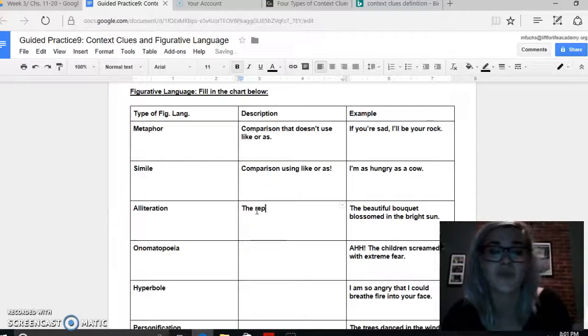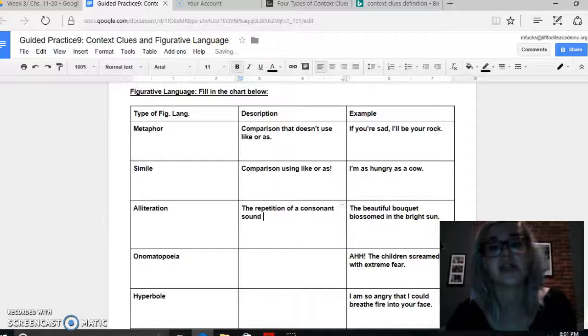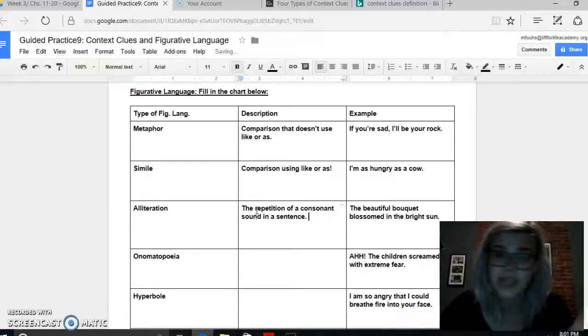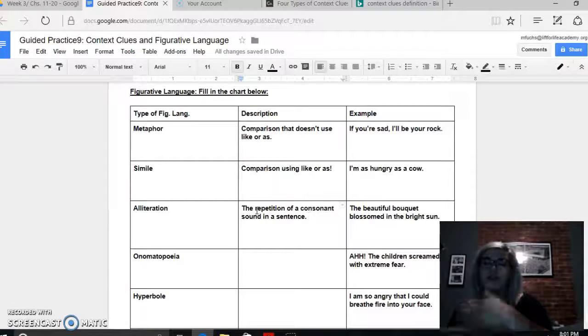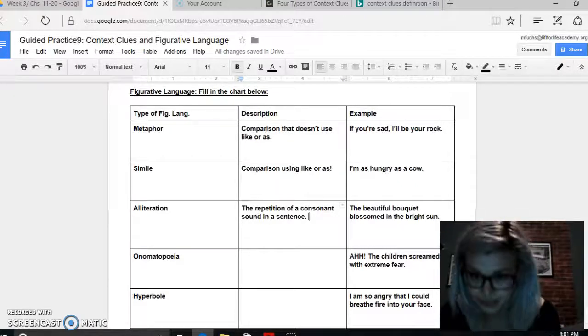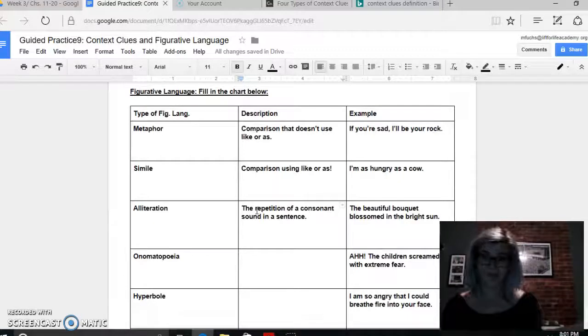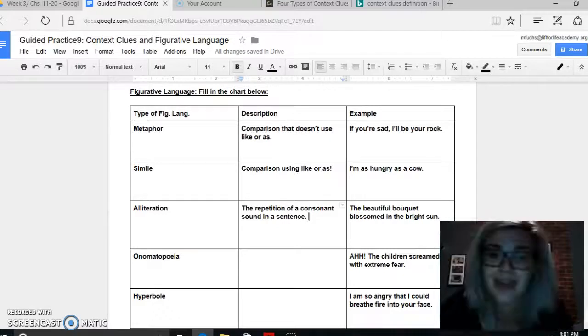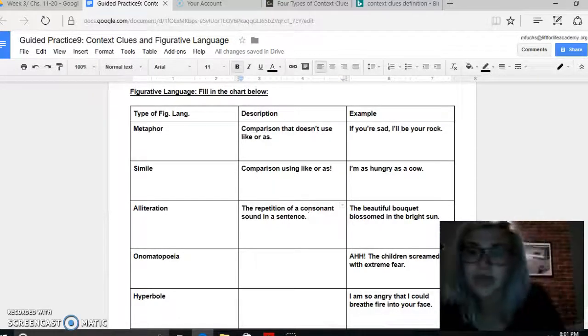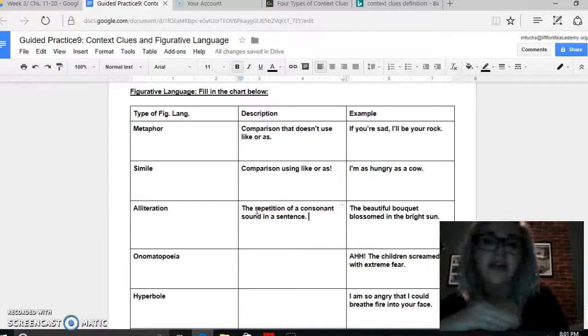Alliteration is the repetition or repeating of a sound, of a consonant sound in a sentence. So it's not a vowel sound. So it's not A, E, I, O, or U. That's called assonance. Consonance or alliteration is when you have the repetition of that sound. So the beautiful bouquet blossomed in the bright sun. All right? Fantastic. We have all of that B sound. So also you could have a mix of C and K, but if they're both making that K sound, then that would actually count. Or C and S, and they're both making that sound, okay?